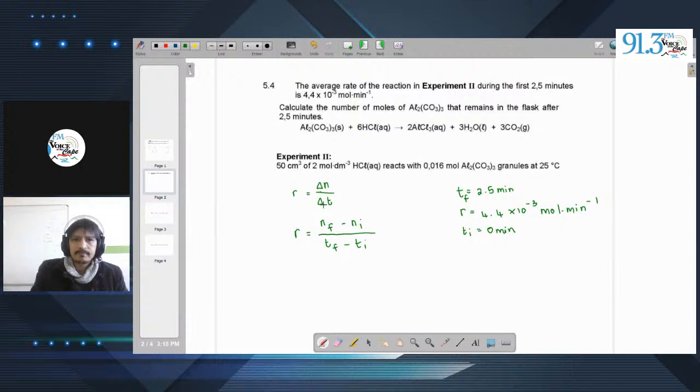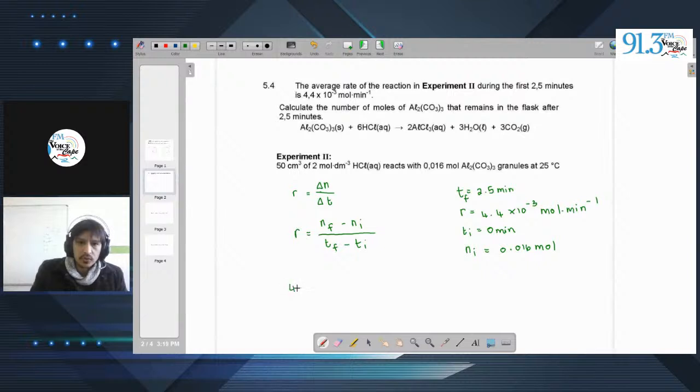Next thing we need to know. We want to calculate the number of moles of Al2(CO3)3 that remains in the flask after 2.5 minutes, right? And they tell us 50 centimeters cube of this reacts with 0.016. So we know that initially there's 0.016 moles of aluminium carbonate. So N initial for aluminium carbonate is 0.016 mole.